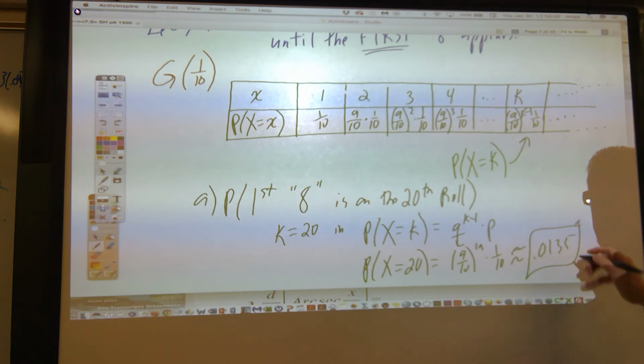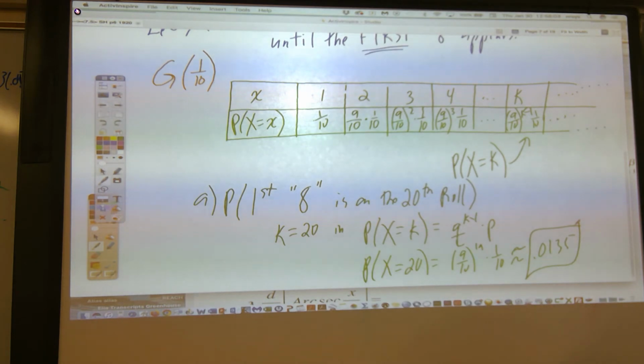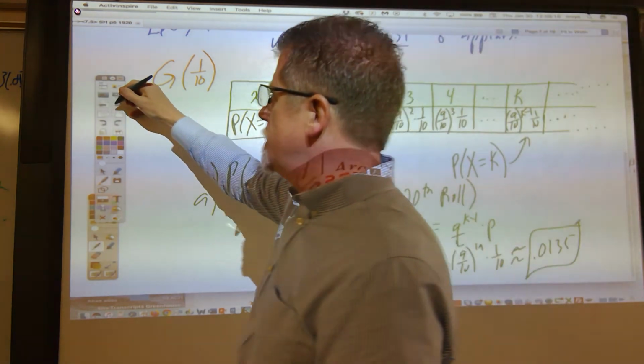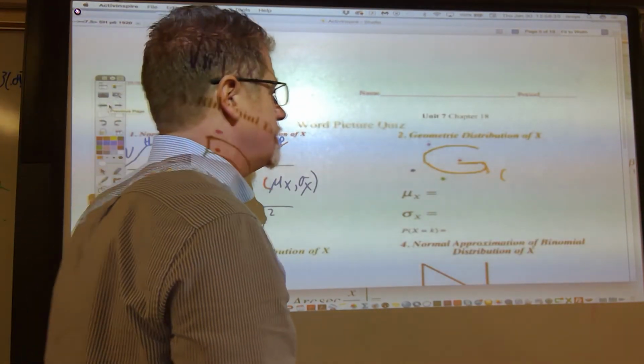That's part A. Any questions on how to find the probability using this geometric model? It's not a normal model, it's a geometric model. Find the probability that the first success is on the 20th attempt. By the way, back to word picture number 2. Let's go to the word picture quiz. Here's the answer to problem 2 on next Friday's quiz.